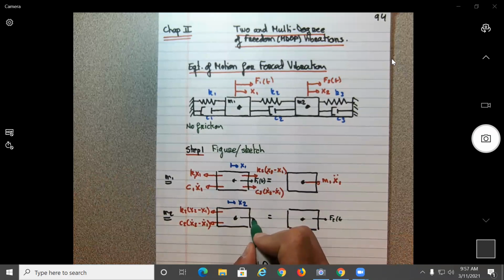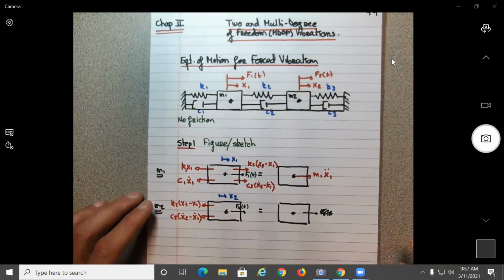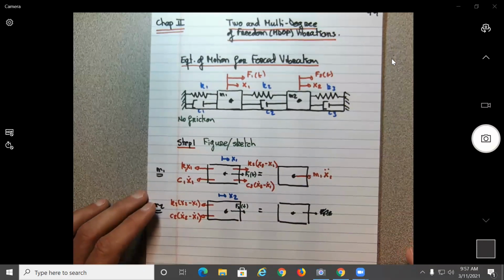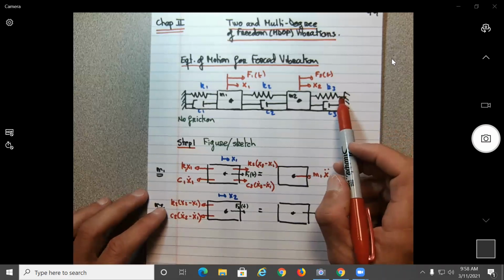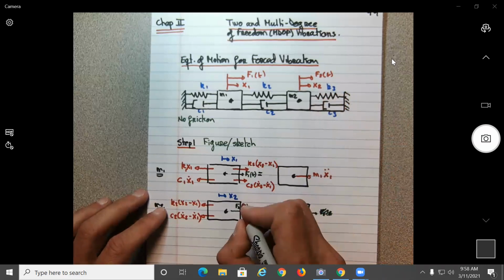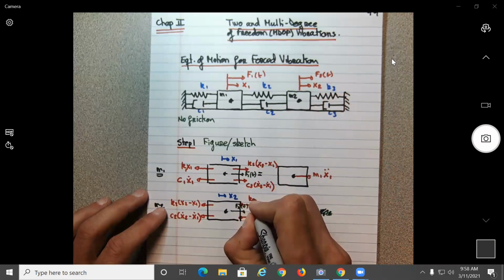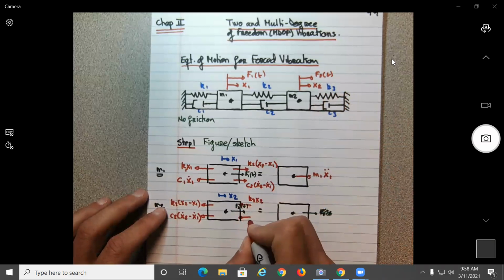Oops, sorry, this is here. I'm going too fast, I want to sketch over here. Okay, and then on this one, we're going to have the reactions from the wall to this mass. So that will be here: K3 X2, C3 X dot 2.